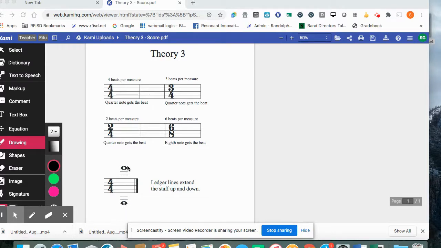So these are called ledger lines. They allow us to write notes above and below our normal 5-line staff. So those are ledger lines, and these are time signatures.